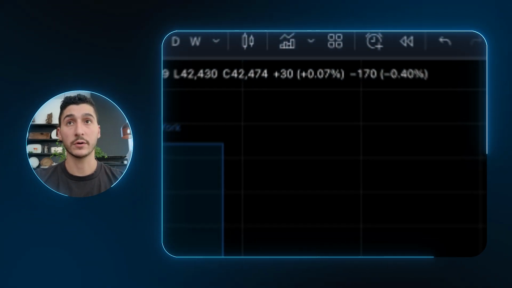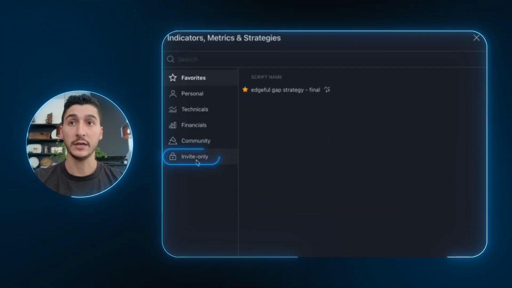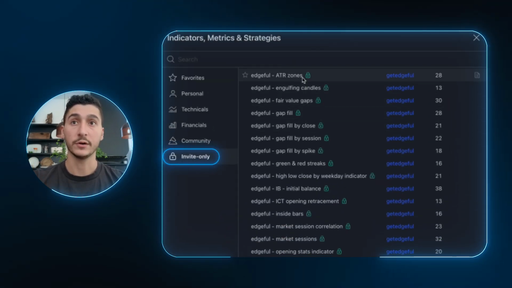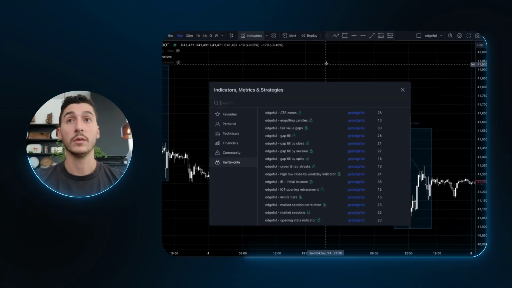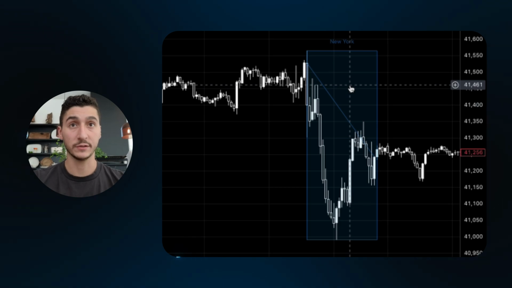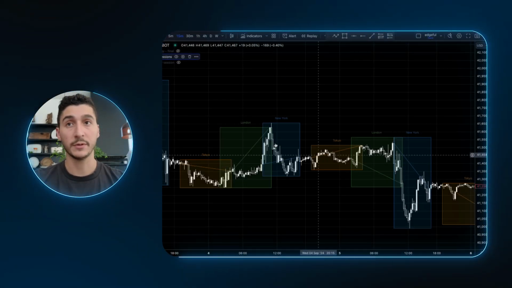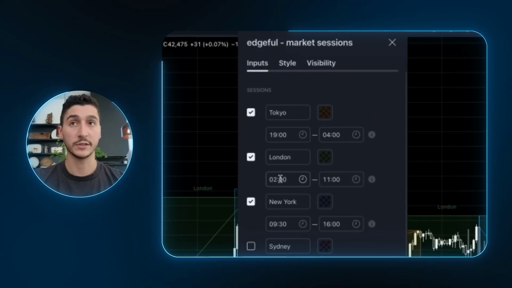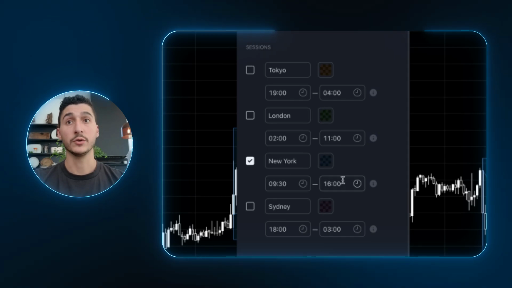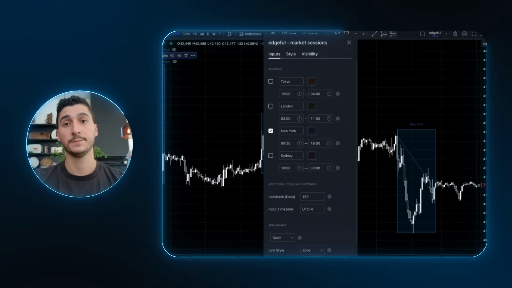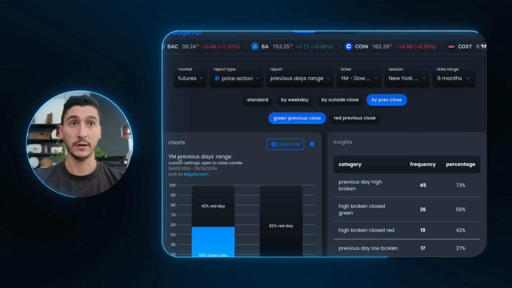Now you go to your indicators section up here. Click on that. You're going to see Invite Only appear. You're going to see 30 custom indicators that we have built. The one that I'm using here is called the Market Sessions. If you double click on it, the way that it will appear when you first load it up, it's going to appear like this. If you double click, you can open the settings. You can turn on and off the Tokyo and London settings. You can also change the start and end times. But for this case, we're going to be focusing on the New York session.